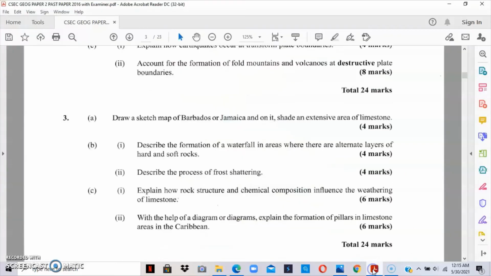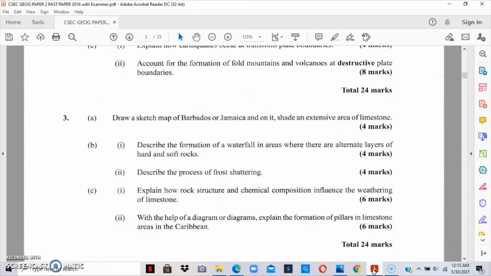Now let's get back to the question. Question B, part 1, asks us to describe the formation of a waterfall in areas where there are alternate layers of hard and soft rocks. Now, in areas of alternate layers of hard and soft rocks, the soft rocks will be easily eroded, right? So what happens is that waterfalls are formed when a river flows over a layer of hard rock.